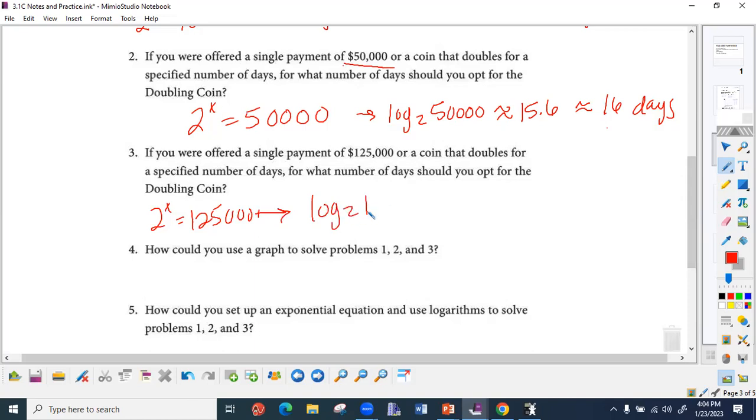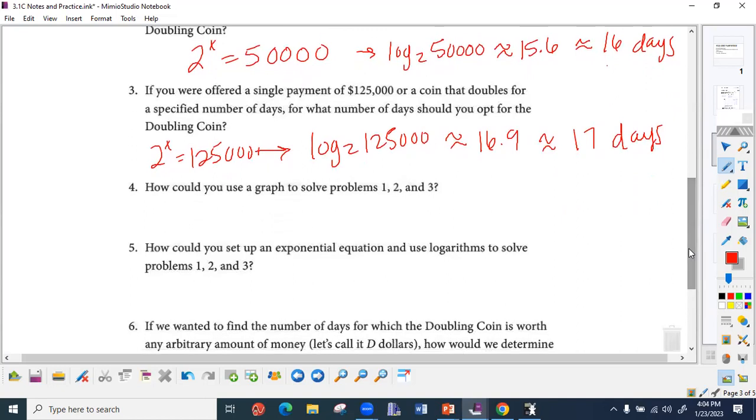log base 2 of 125,000, and that gives us approximately 16.9, which means that it needed how many days? 17 days. Okay. Exponential growth is no joke. So with exponential growth, if you put in 2 to the 16, you would see how you have to have 2 to the 17th, right? Because there's going to be a big gap between the 16th and the 17th, okay? Remember, you're doubling that every day.